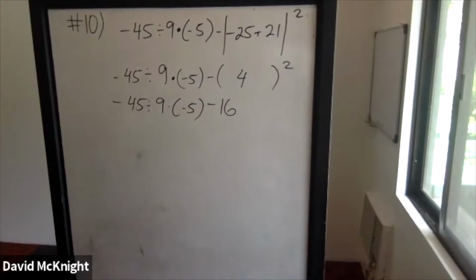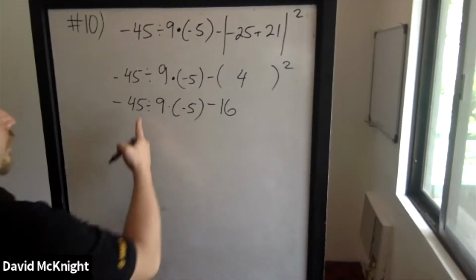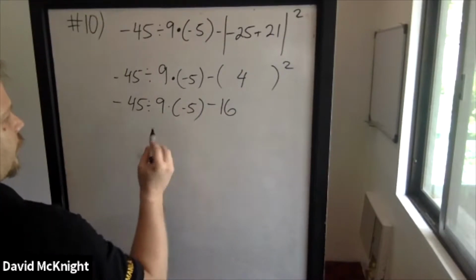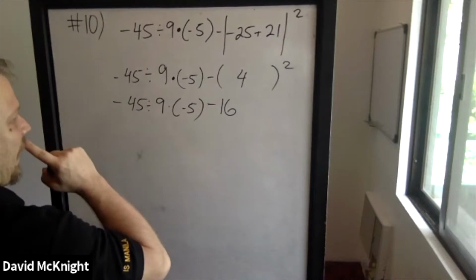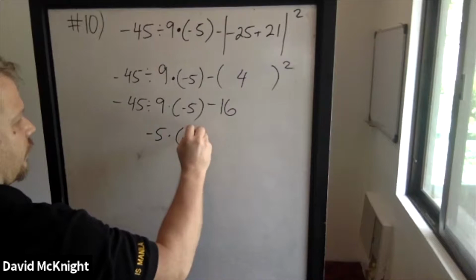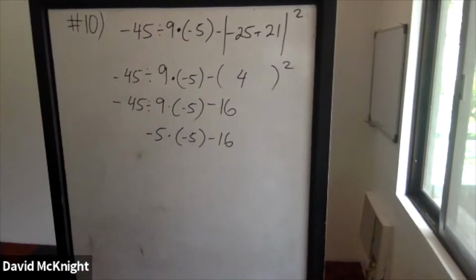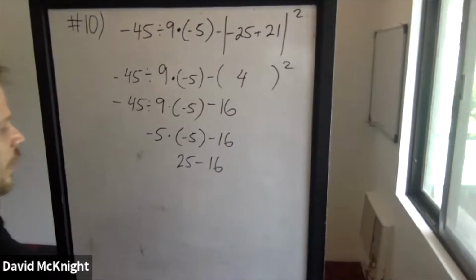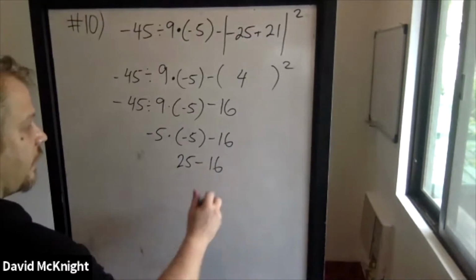And then we've got some division and multiplication. Division comes first. Okay, so we have negative 5 times 5, 16. Multiplication is x. So we got 25 minus 16, which is 9.